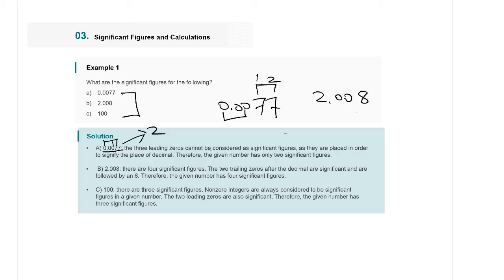Okay, so for B, 2.008, how many of them? We have one non-zero digit, and two captive zeros. They are also counted as significant figures, and we also have the 8, so we have four significant figures for 2.008. Okay, so how about 100?